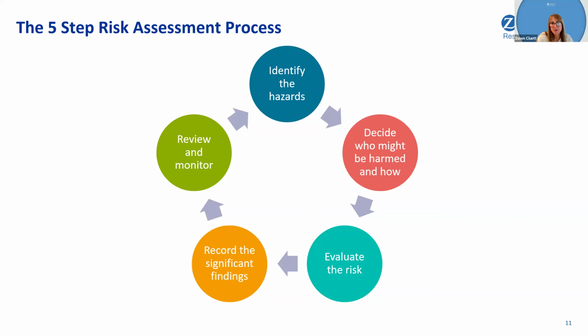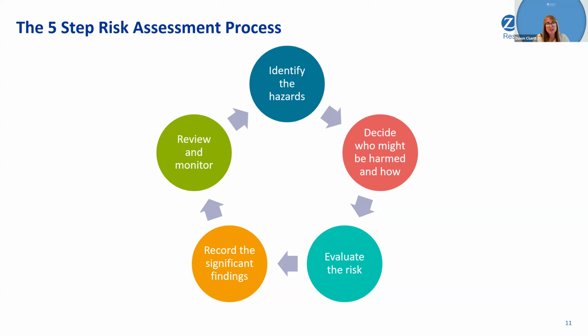Step 4 is about recording the significant findings of your assessment. The legal requirement is to maintain written records if there are 5 or more people employed. But even if less, I would always advise that they are written, because you still have a legal requirement to carry out the risk assessment regardless. So how would you evidence that you've done it if you haven't got it written down?